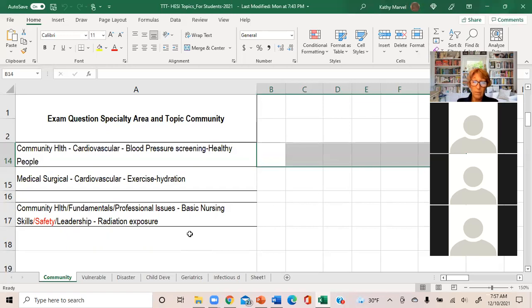Maybe sources of radiation exposure? Maybe signs and symptoms of, I don't know, I haven't seen the questions. Ways to prevent it? Ways to prevent it. Yep.